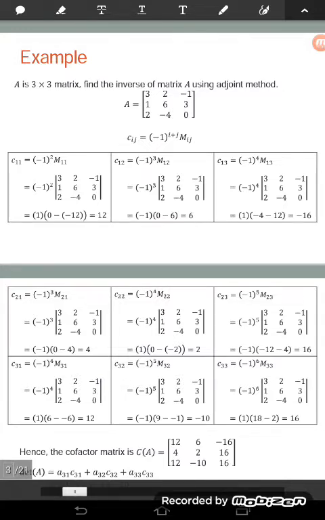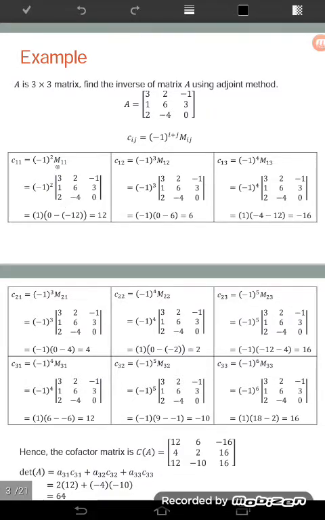The cofactor of Cij, which is row i and column j, is equal to -1 to the power of i plus j, times the minor of Mij. So the cofactor of the first row and first column is equal to -1 to the power of 2, because 1 plus 1, and then the minor of 1 1, the minor of row 1 and column 1.